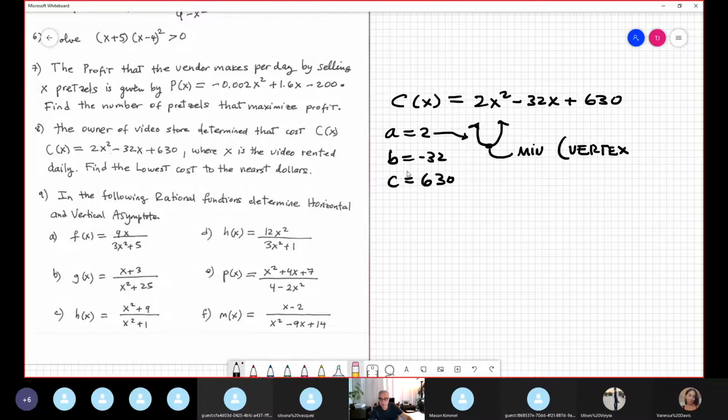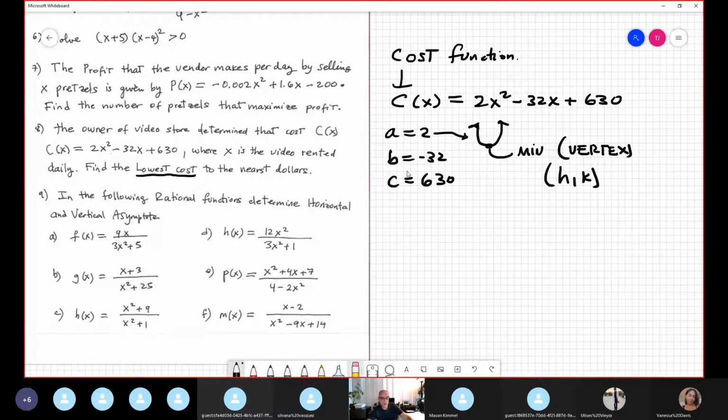The idea is to minimize something, minimize cost, because this is the cost function, I guess. So you need to find the vertex. But the vertex, as always, has two components, H and K. H represents, in this problem, videos, because the problem talks about the owner of a video store.